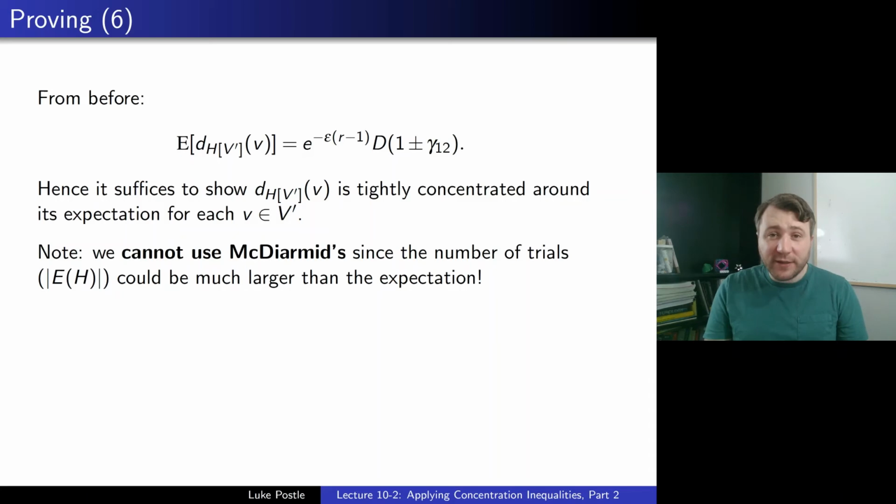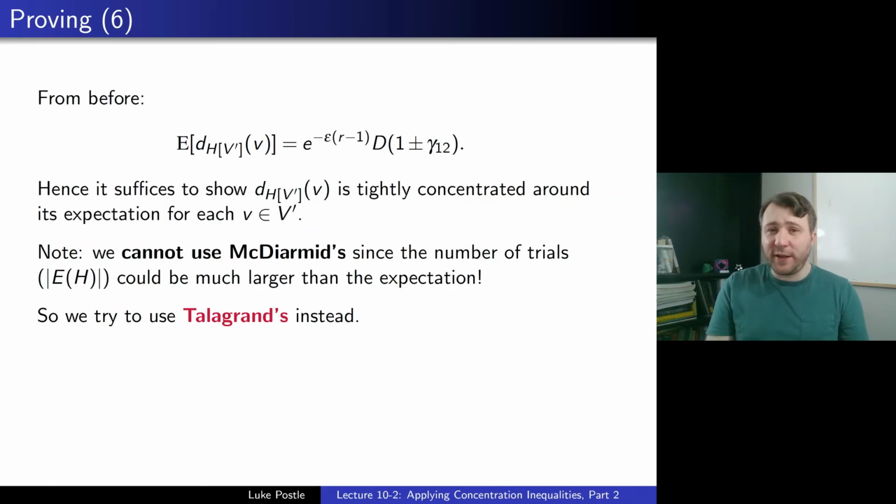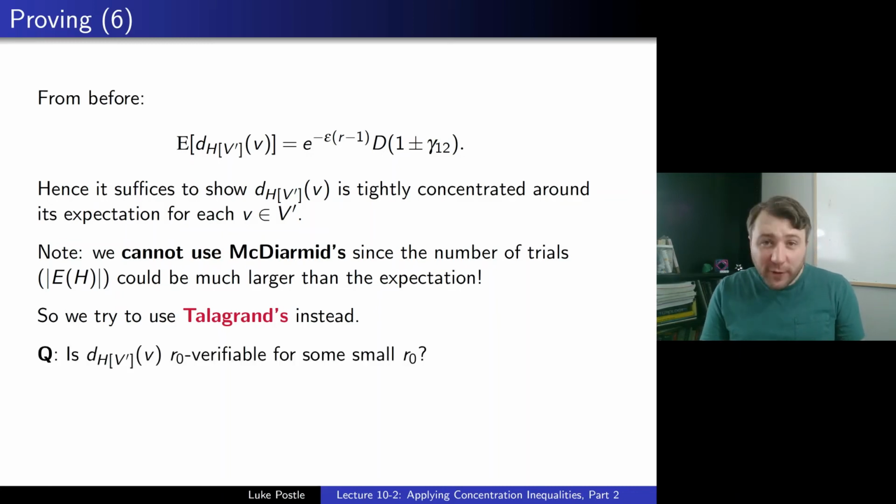So we have to use Talagrand's. So again, we have to try to use Talagrand's. The number of trials is much larger than the expectation. And the question is, can we use Talagrand's? So first question, it's clearly a non-negative degree, so let's not talk about that, but is it verifiable, say r-verifiable, for some small r naught? So you might want to pause for the moment and think about, again, this question, is this verifiable? So is this uncovered degree a verifiable thing or not?